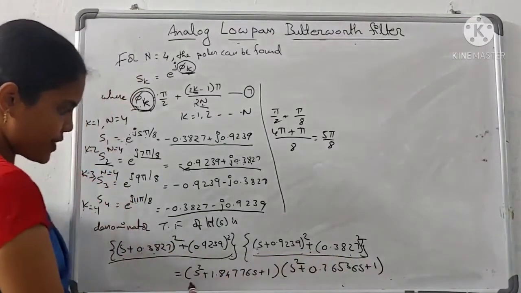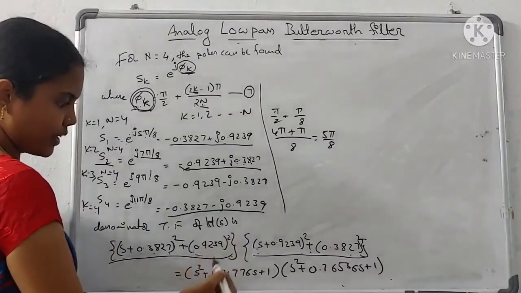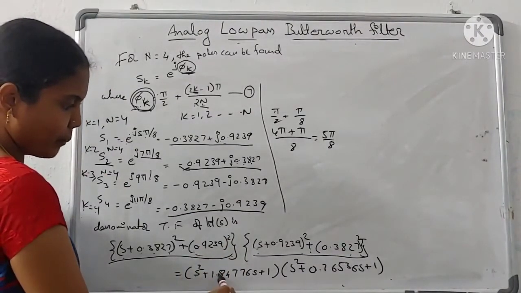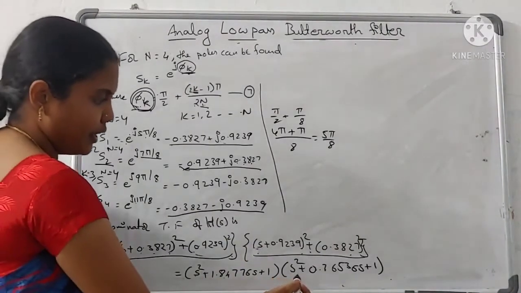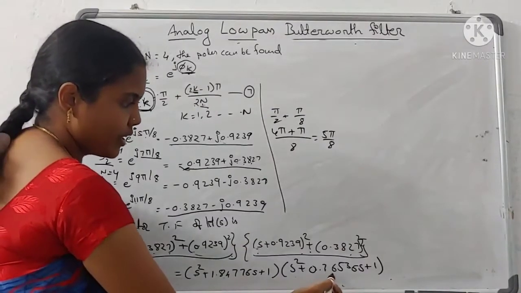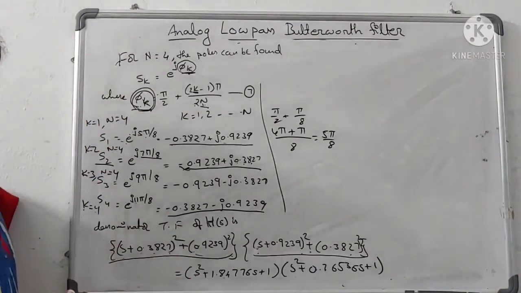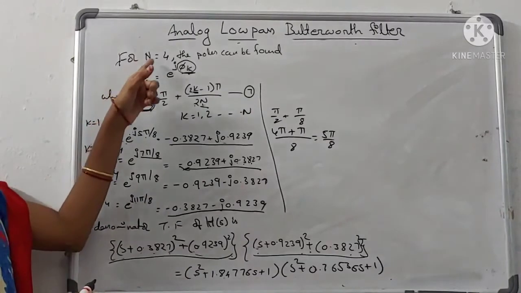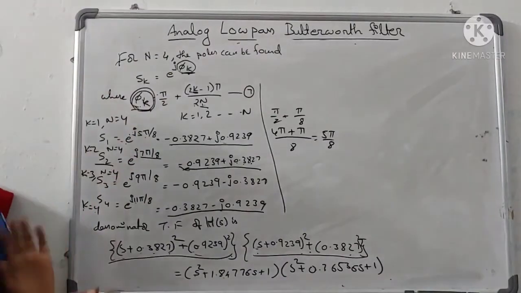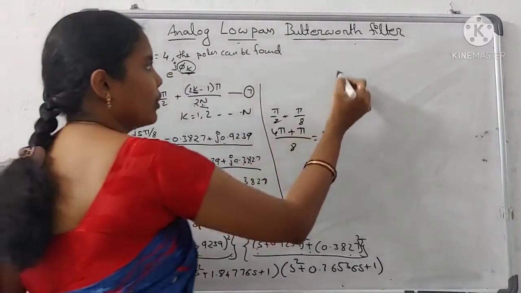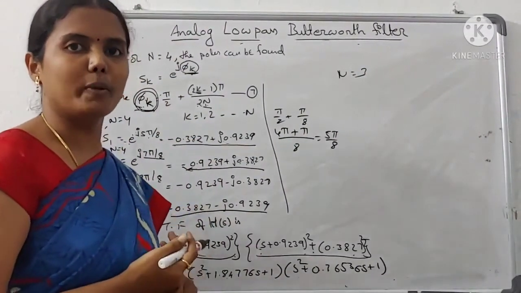If you find out this equation, this is in the form of a plus b whole square plus this whole square. So you can get s square plus 1.847766s plus 1, into s square plus 0.76536s plus 1. This is the denominator transfer function of h of s for n is equal to 4. That means a 4th order low pass Butterworth filter. Earlier we found out n is equal to 3, that is the 3rd order Butterworth low pass filter.